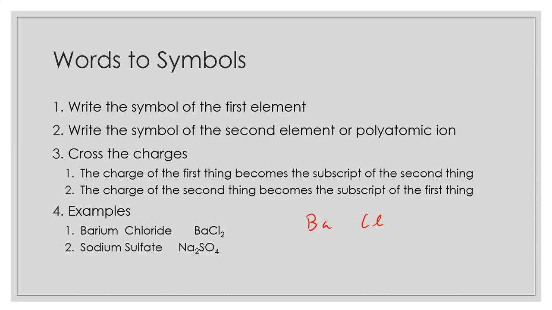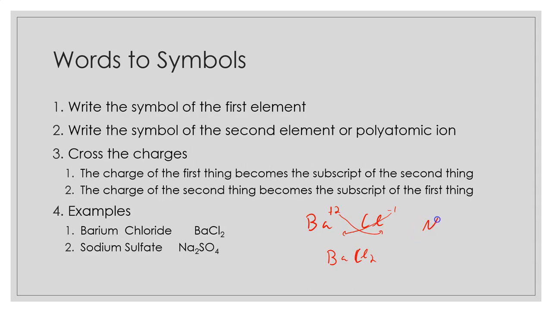The next thing we gotta do is cross the charges. The charge on the first thing becomes a subscript on the second thing, and the charge on the second thing goes to the first thing. Like barium has a +2 charge and chlorine has a -1. Well, the 2 comes down to chlorine and the 1 goes down to barium. So it becomes BaCl2. And remember, we don't care about the plus or minus sign. We're just flip-flopping those charges here.